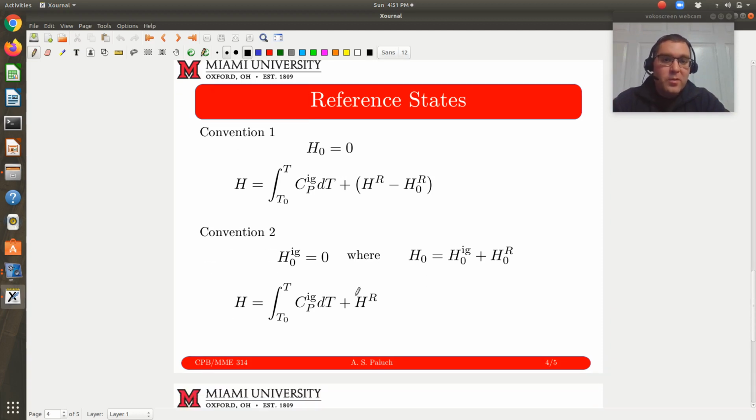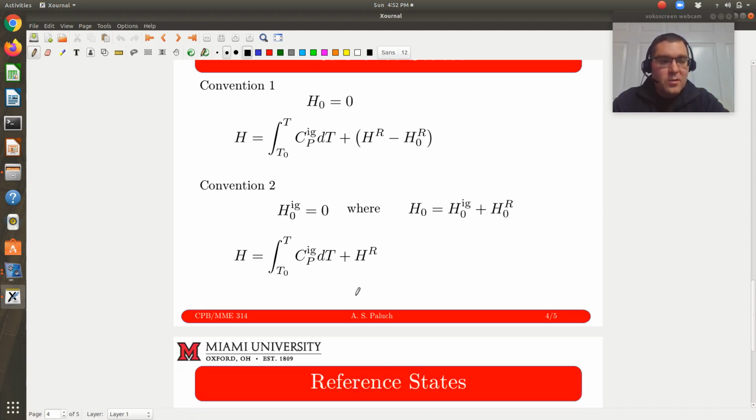And what's going to be key is that if you're using these absolute values, as long as you define your reference state consistently throughout the problem, when you take differences in your property, that reference state cancels out. So it has no significance on the final result, but you need to make sure you're consistent.